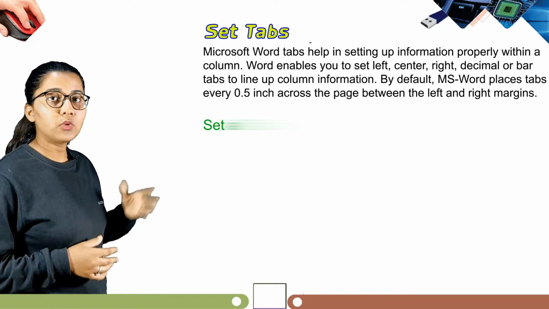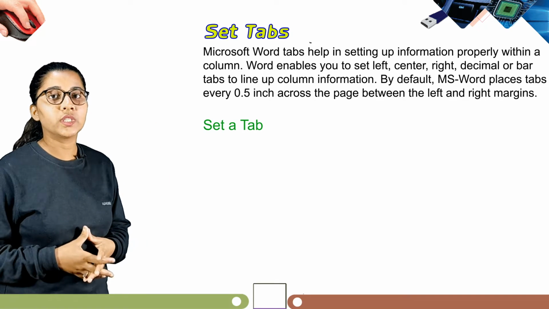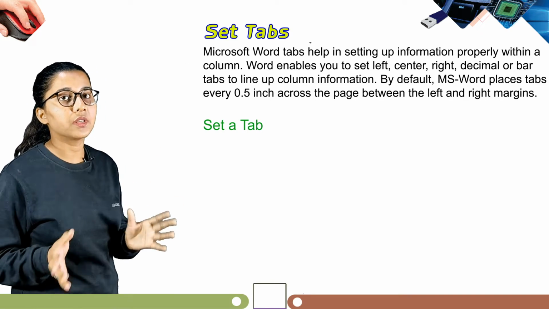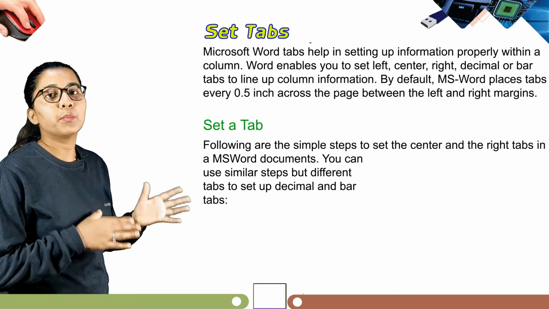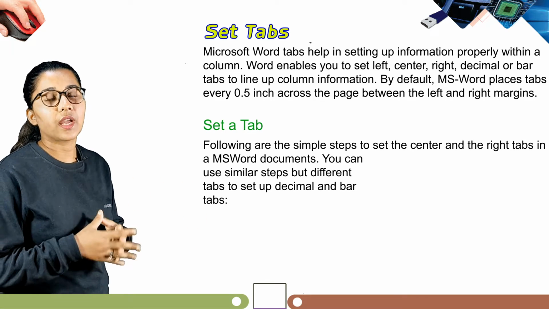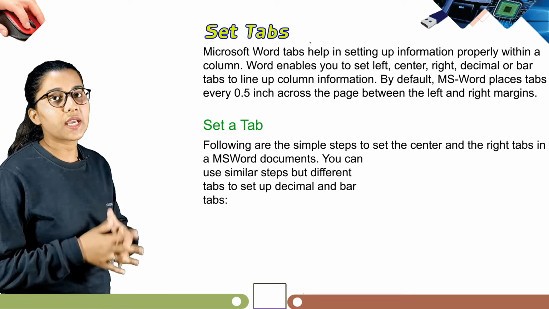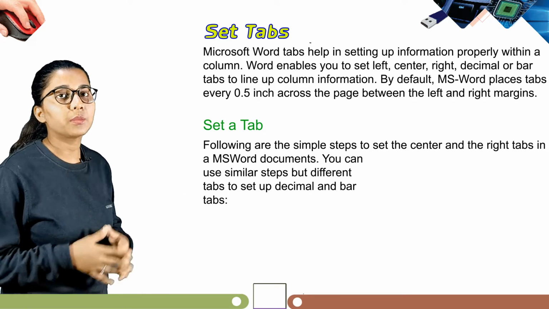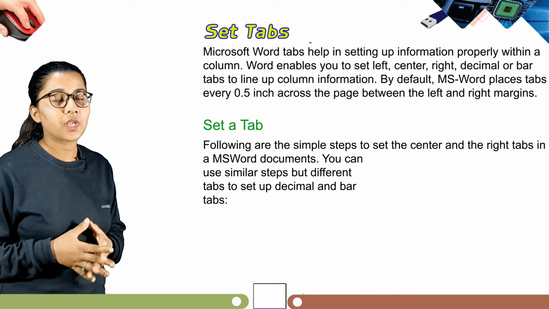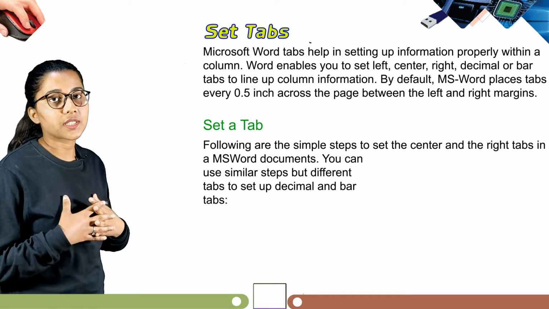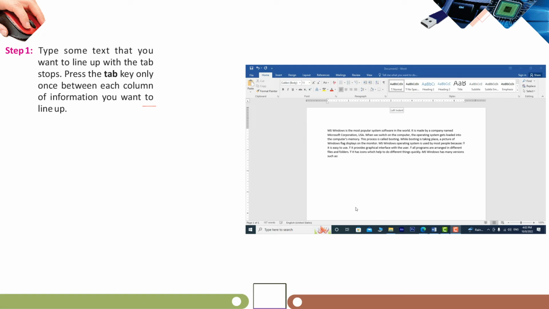Now, how to set a tab? Students, let's learn about it. Following are the simple steps to set the center and the right tab in an MS Word document. You can use similar steps but different tabs to set up decimal and bar tabs. Our first step is to type some text that you want to line up with the tab stop. Press the Tab key only once between each column of information you want to line up.